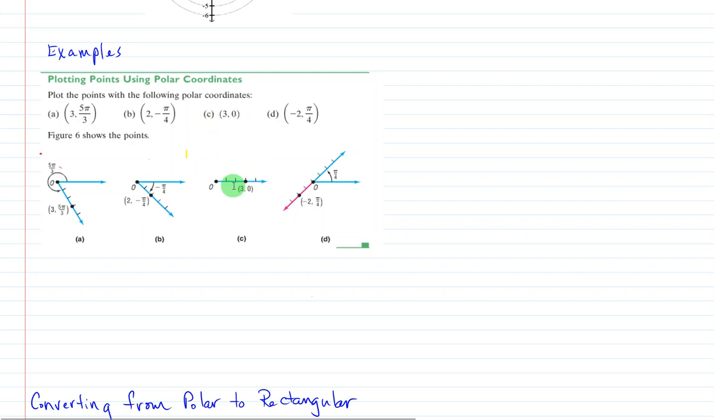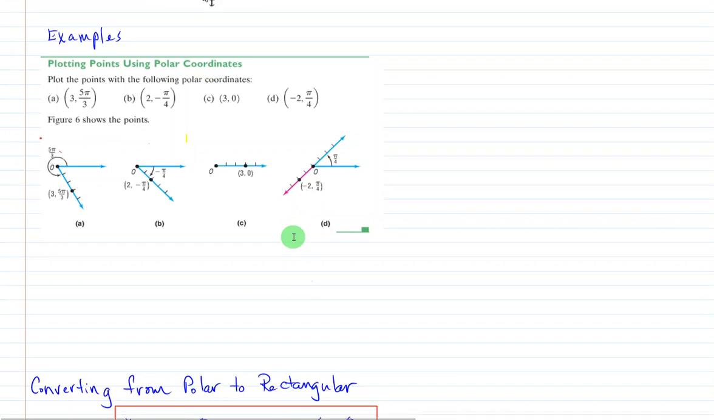3 comma 0. Well, 0 degrees, you're just still on this axis and you went 3. Negative 2 comma pi over 4. So this one's different than this. In this one, the angle was negative, so we were down here. This one, here's pi over 4. So we're that way, but we're at a negative 2 r, so that means we go the opposite direction. So down here would be your point.